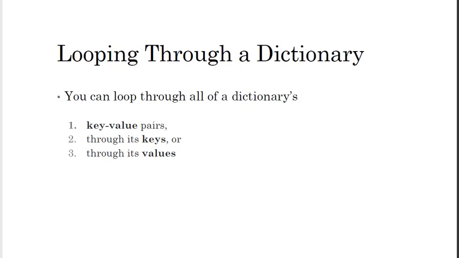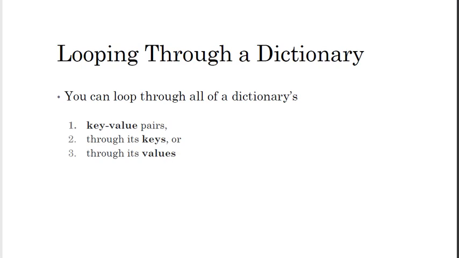Welcome class back to Chapter 6, Dictionaries. In this second lecture video, we are going to cover the one objective of looping through a dictionary. We can loop through all of a dictionary's key value pairs, we can loop through just the keys, and we can loop through just the values.